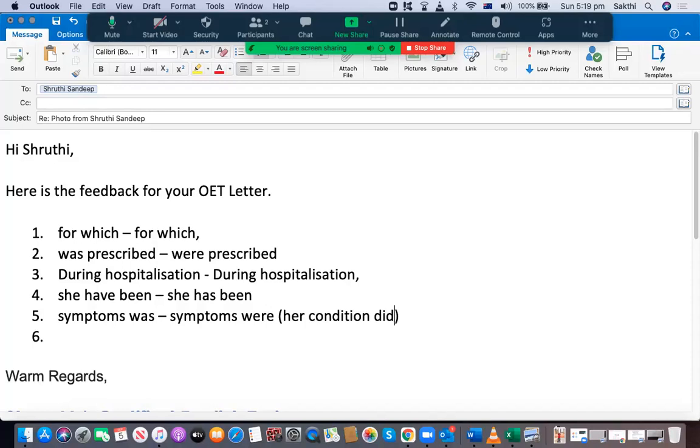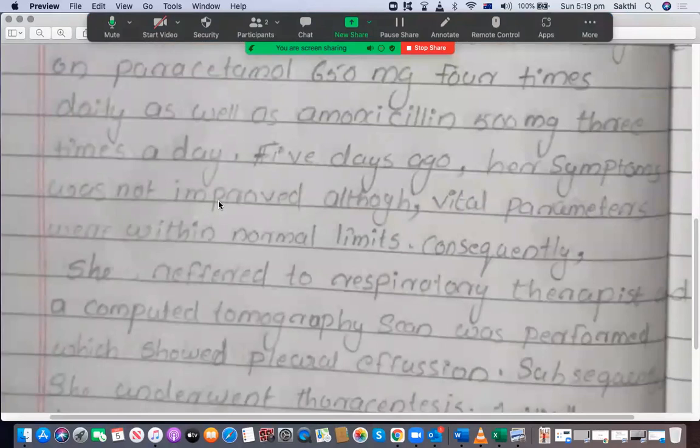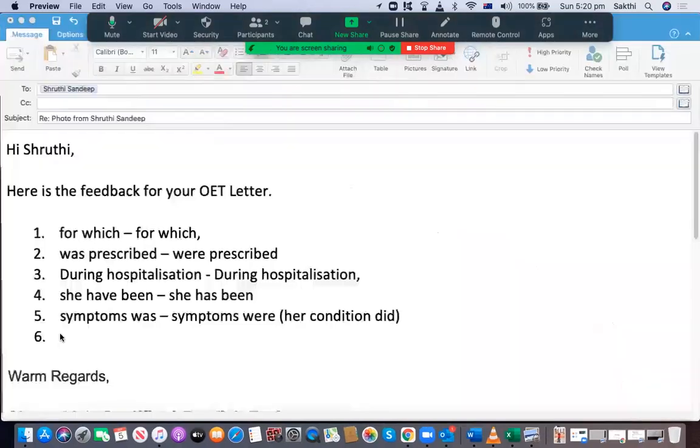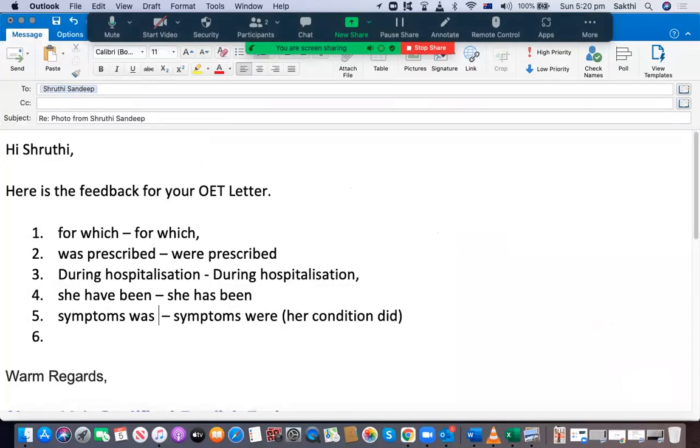It's going to be did, and then you have to use not here. Did not improve. So you have to mention, just a minute, let me write it down fully, otherwise it may be difficult for you to understand. Was not improved. So did not improve. It will be easy, isn't it? So it's better to use her condition did not improve. The one in the brackets is going to be more appropriate. You have to use this one.